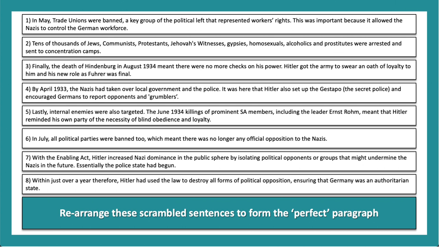So with the Enabling Act, Hitler increases his Nazi dominance. So now you want to think about, again, it's about getting this chronology right. Think about what Hitler is able to do with this Enabling Act. Now, a lot of these sentences have dates anyway, so you could try and work it out that way. But it's very, very important to read the sentences as well to see how they fit and how they link. There's a nice word as well for one sentence that basically gives you a massive clue as to what ends the paragraph. But yeah, this is tricky.